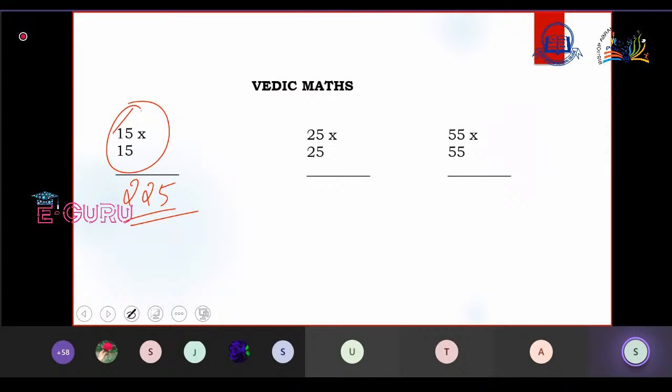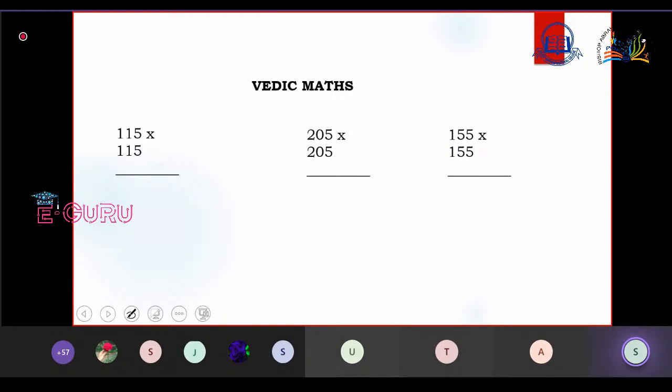Again, one more time. Here we will do 5 into 5, 25 we will write, and 2 and the next number to that of 2 is 3, right? So 2 into 3 becomes 6. So the answer will be 625. Another one, 55 into 55. First part is 5 into 5, so it becomes 25. Next part is 5 into 6, 30. So 3025 will be the answer.